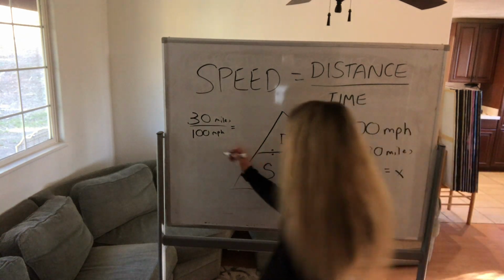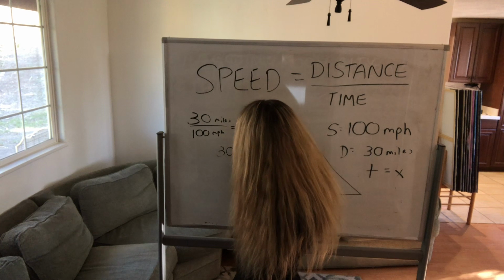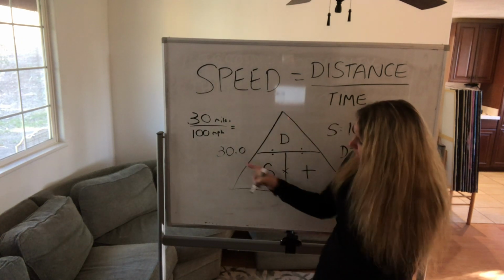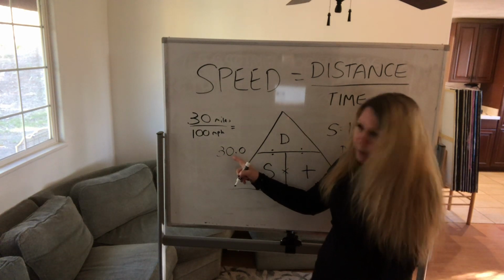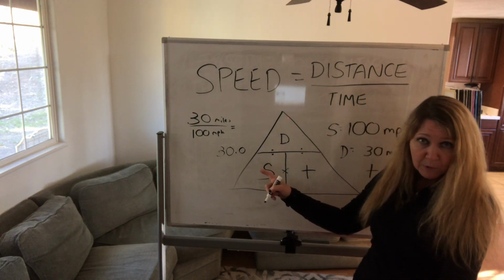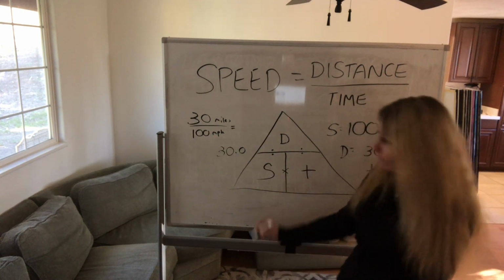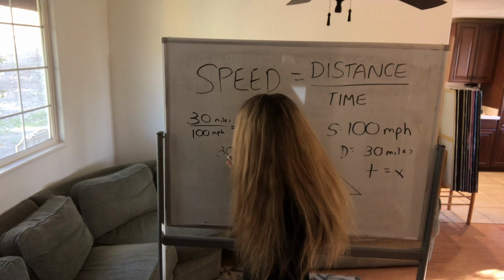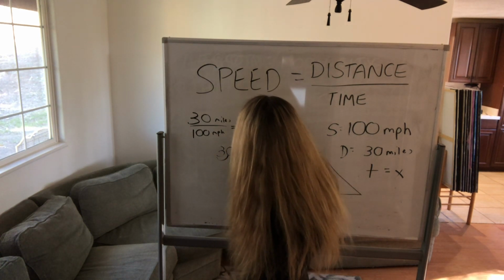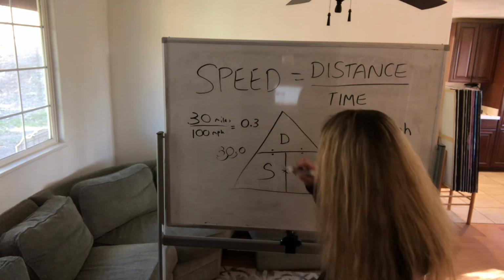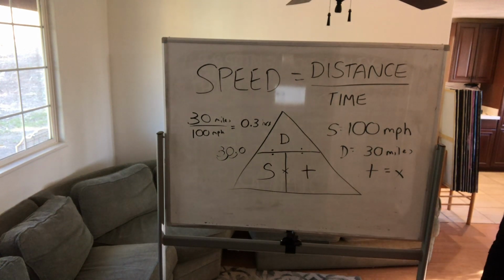So if you think of 30, it's the same as 30.0. It's the same number. If we're going to divide this number by 100, we're just going to move the decimal over 2 spaces to the left, because there's 2 zeros. 1, 2. So that's going to equal 0.3 hours. Because we're looking at miles per hour.